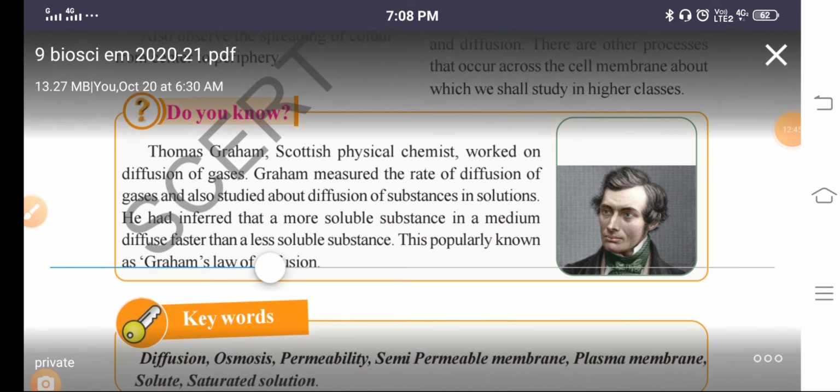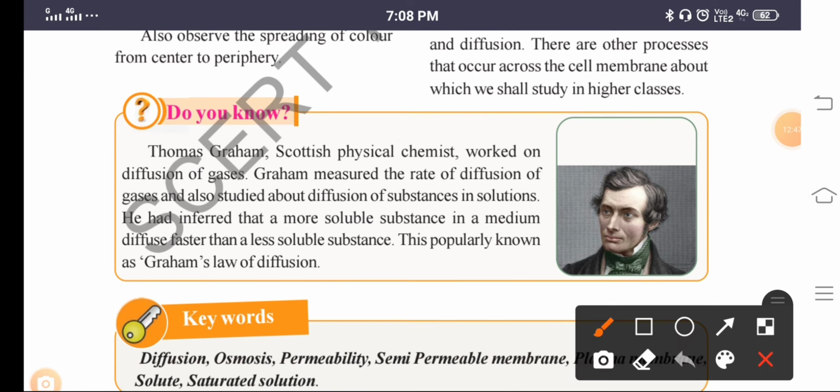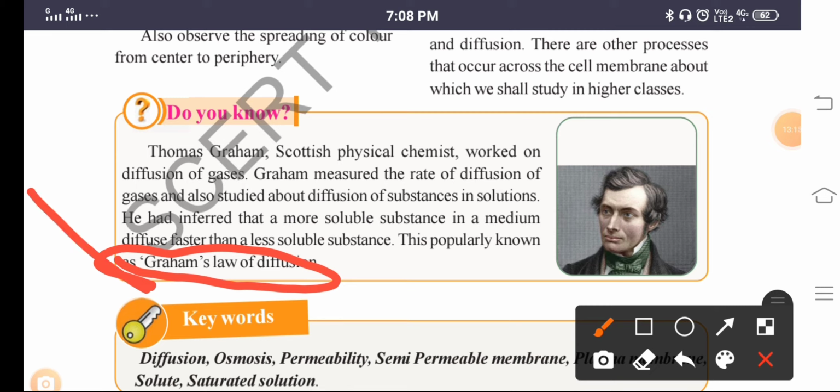So Graham's law of diffusion states that the substances which dissolve fast can move easily. The substances which dissolve slowly move slowly. So smoother substances will move fast, stronger substances will move slowly. The movement of the substances depends on the nature of the substances, and that is explained by Graham's law, by Thomas Graham, the Scottish scientist.